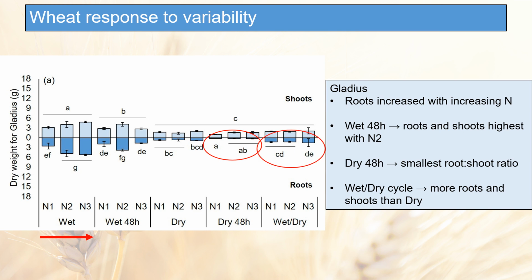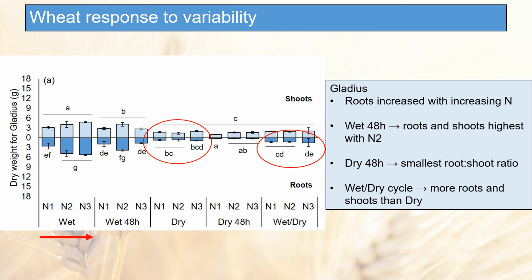So essentially, we can see that with increasing nitrogen, root biomass increased, particularly under the wet water treatment, which is kind of to be expected because this is like an optimum condition for the plant. However, this is a bit different if you look at the plants subjected to the wet 48-hour treatment, where actually you have more shoots and roots under the N2 treatment, which is really interesting.